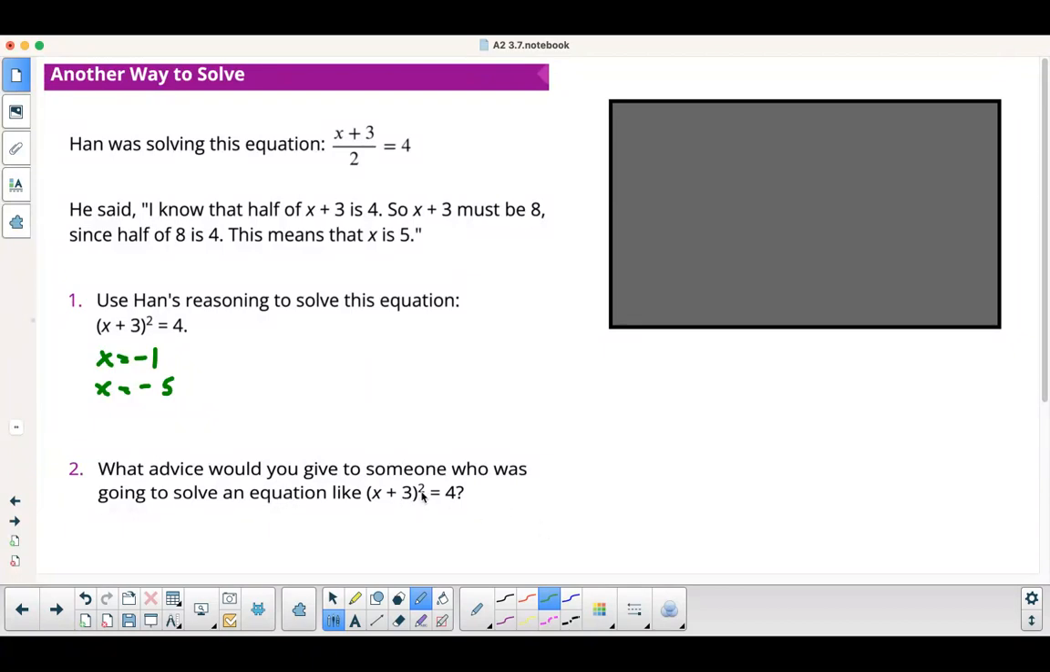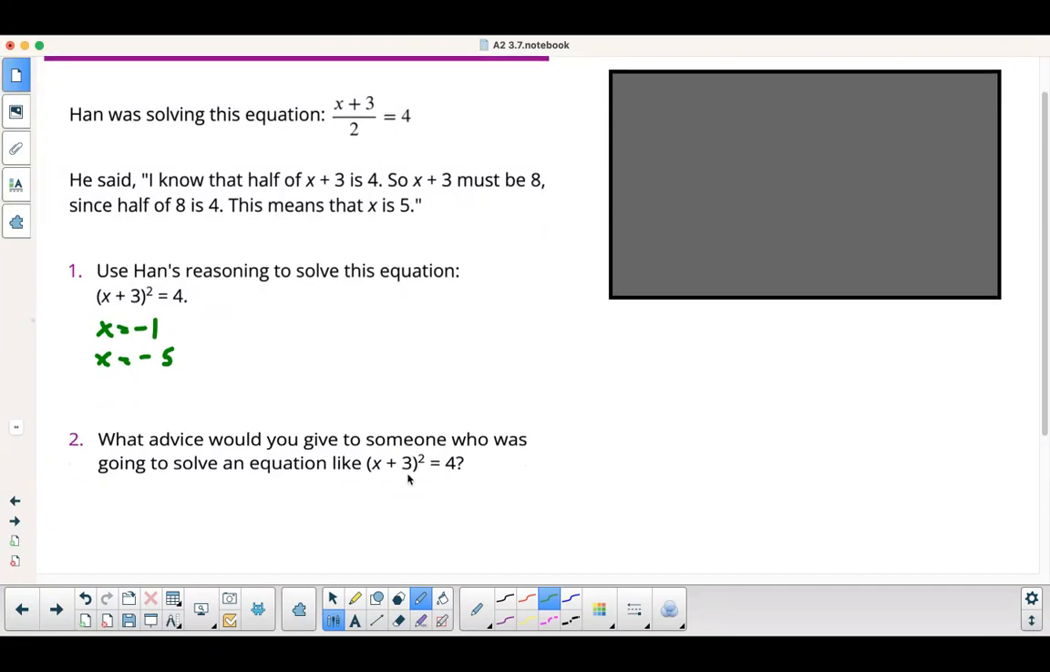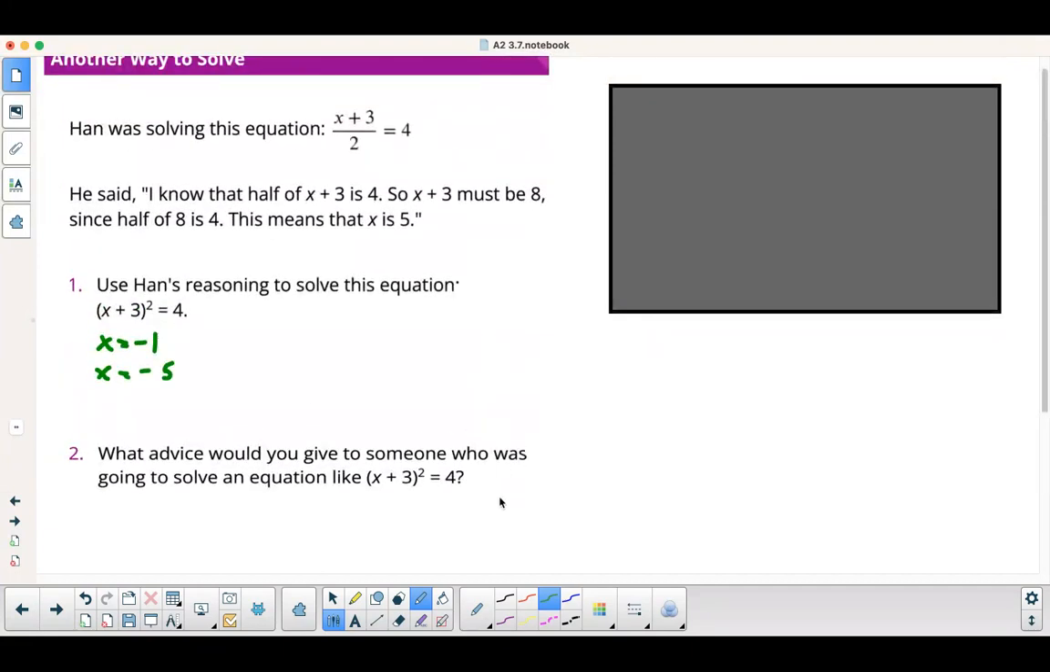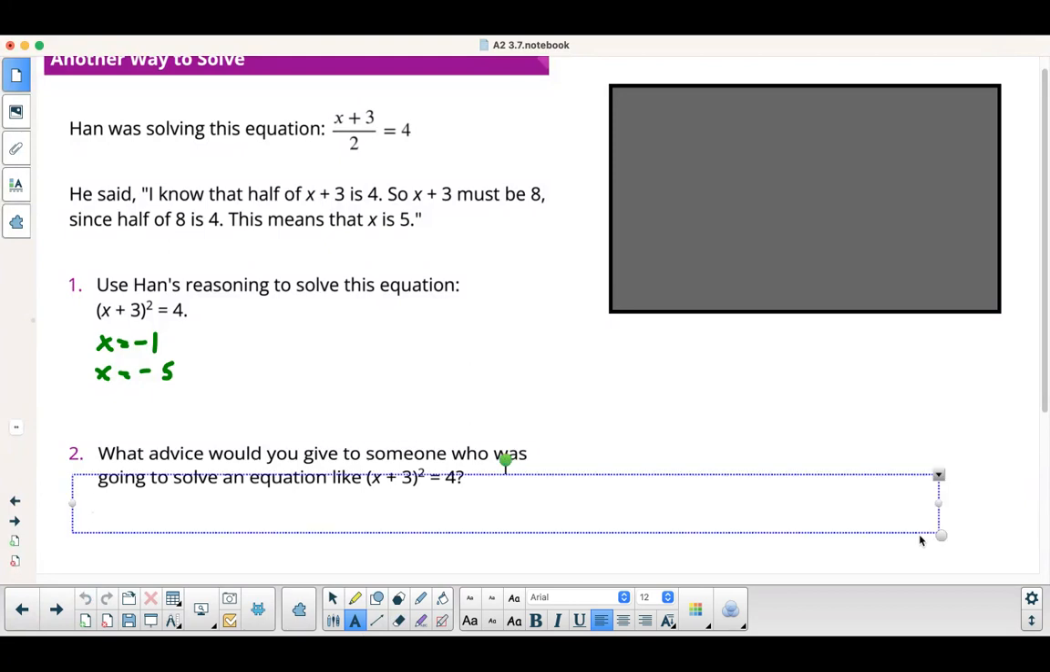What advice would you give someone who was going to solve an equation like x plus 3 squared equals 4? I would say you could potentially need 2 solutions. Think of what number squared would give you 4, and the answer is 2 or -2, I would say.